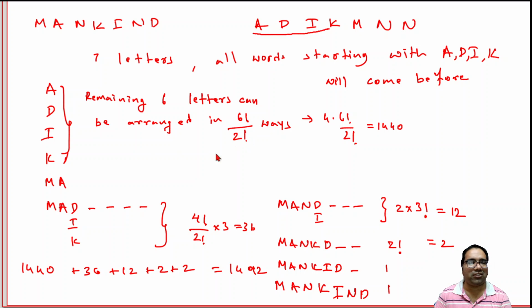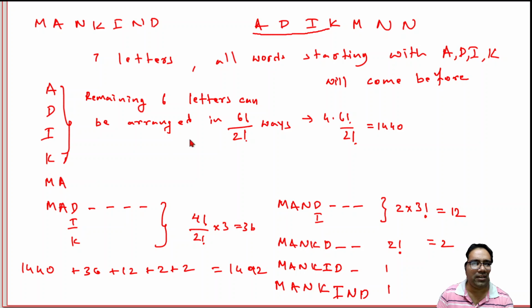For A, also 6 factorial by 2 factorial. D also, again 6 factorial by 2 factorial. Similarly, I and K. So we will get 4 into 6 factorial by 2 factorial number of ways, that is 1440. So 1440 words start with A, D, I, K. Then what is the next word? When all the words with K are done, obviously the next word will start with M.